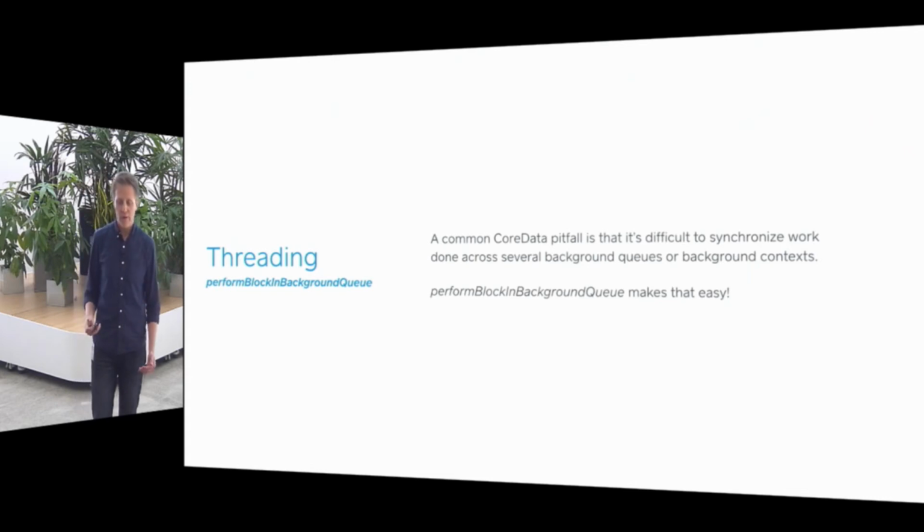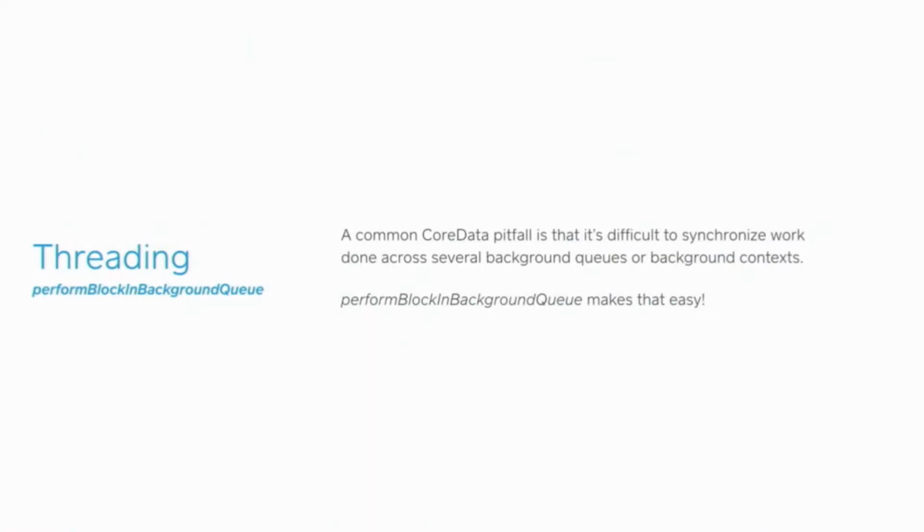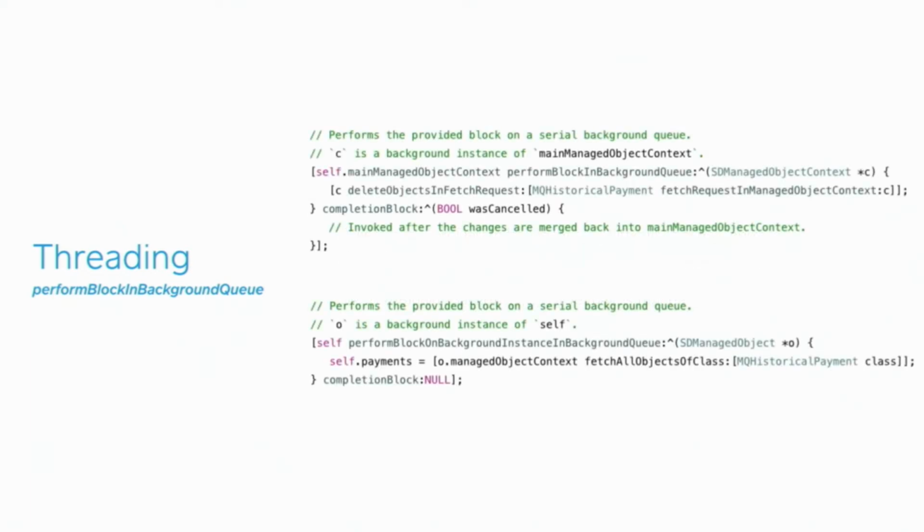Again, it's a very common Core Data pitfall that it's difficult to synchronize work done across background queues of background contexts. The perform block and background queue API makes that easy. So how do you use it? Essentially, under the hood, each managed object context owns a serial queue that contains the blocks of work enqueued with perform block and background queue. You provide two blocks to the API, the work block and the completion block. The work block is run on a background queue, and each block is provided its own background managed object context. Once this work is done, it's saved, the changes are merged back into the main context, and the completion block is called. You can call this API from any series of threads, and it will properly serialize all the work into one queue, so you don't end up with competing contexts fighting over the same data.